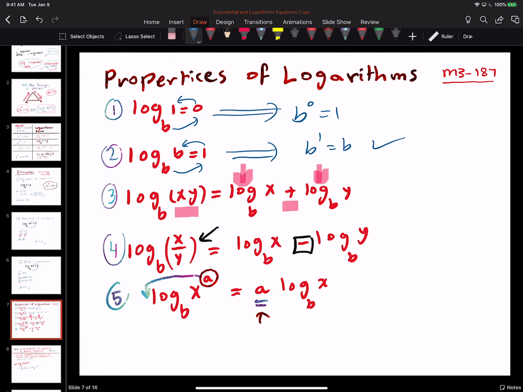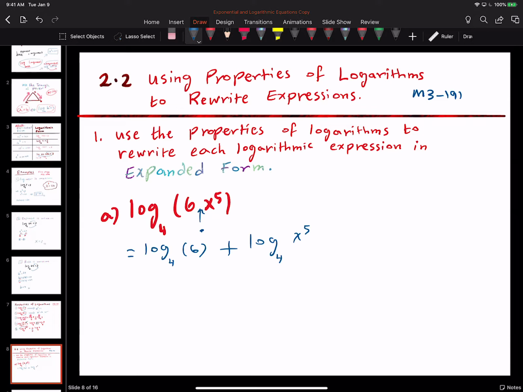Then rule number 5 says if you have an exponent as x to the power a, we bring the a up front. So we're going to bring this a up front. This is my a. We're going to have to move it up front. So this becomes log 6 base 4 plus 5 is going to go up front, log x base 4, and that should do it.